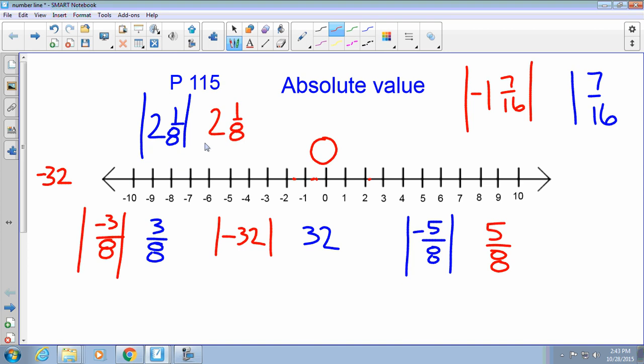2 1/8 absolute value is 2 1/8. -32's absolute value is 32. -5/8's absolute value is 5/8. And -1 7/16 absolute value is 1 7/16.